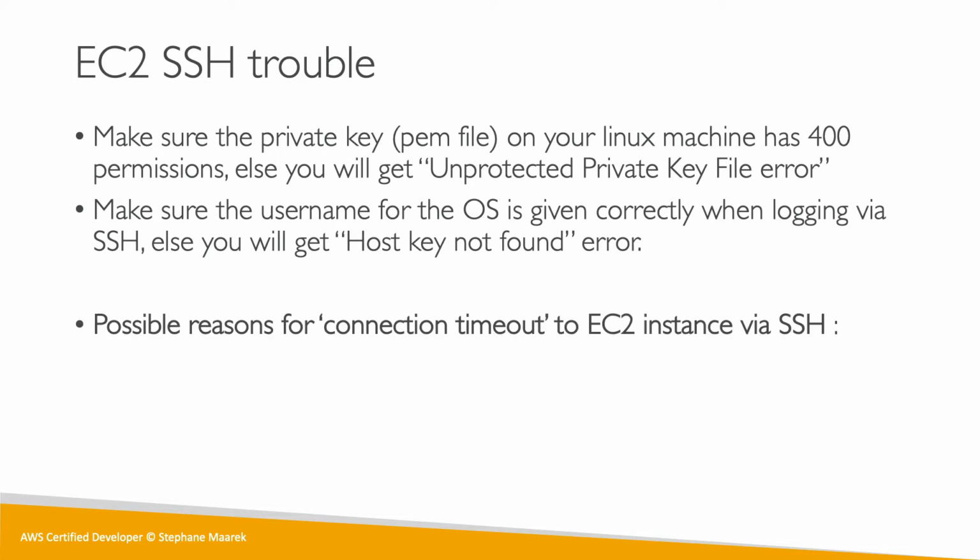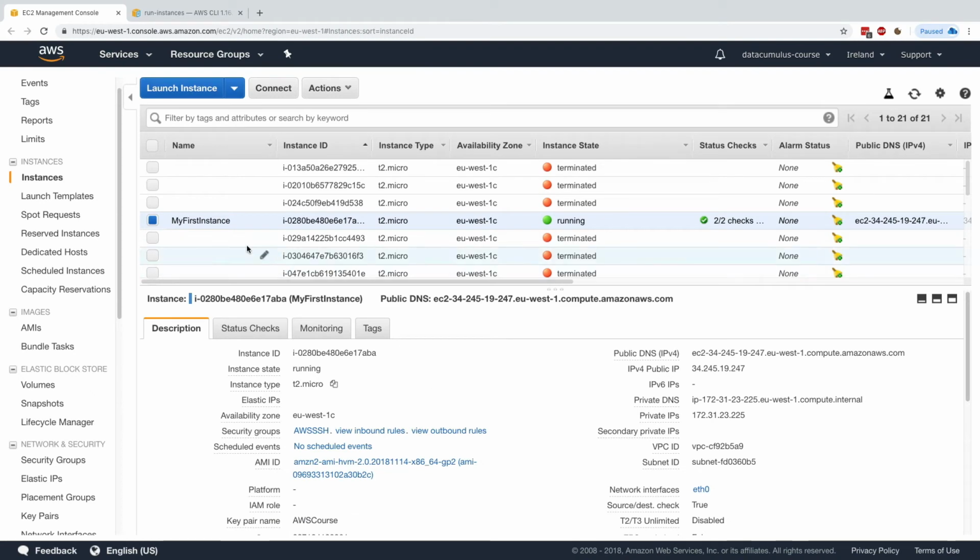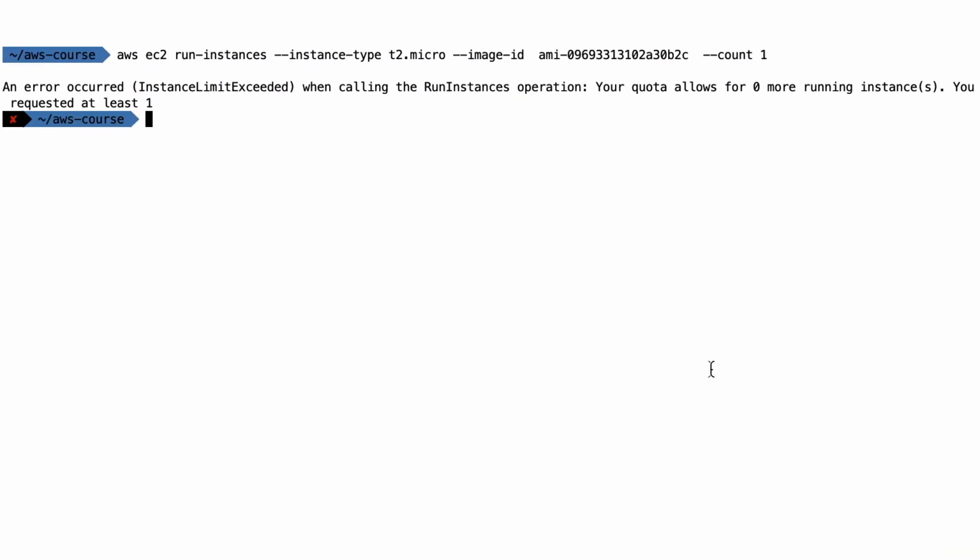And then finally, if you get a connection timeout, and these happen, they're usually a security group issue because it's not configured correctly, or the instance CPU load is so high that it can't reply to us. So let's have a look at these three issues in the hands-on. So I'm going to SSH into my first instance. That's the only one I have left running. And let's go ahead and try things out.